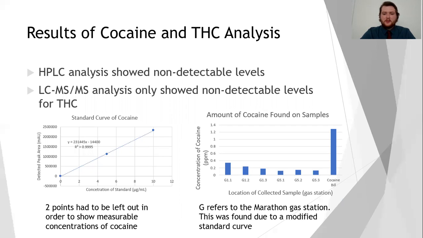And so on the right, you will see that those are all implied calculations of cocaine, and all the bills below that have a G with them refer to the samples collected from the gas station, as well as the cocaine bill, the spike sample.